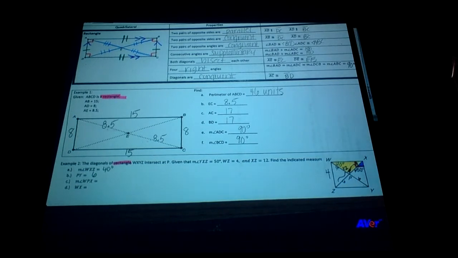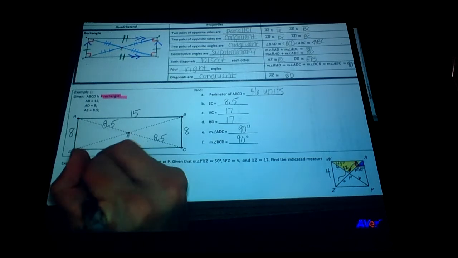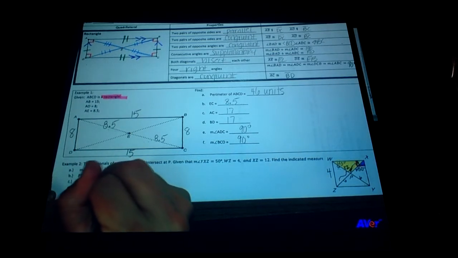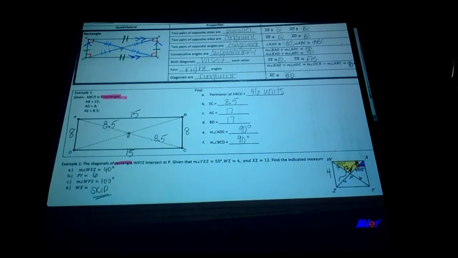And then recall that all the angles in a triangle add to 180. So 180 minus 40 would give us this angle WPX. That would be 100 degrees. Okay, the last thing I need is WX, and we don't know how to do that one yet. So there you go. Skip that one. Okay. Head on to the back here.